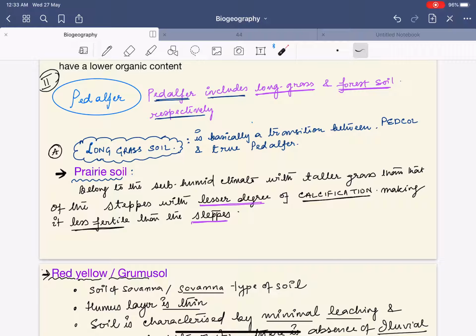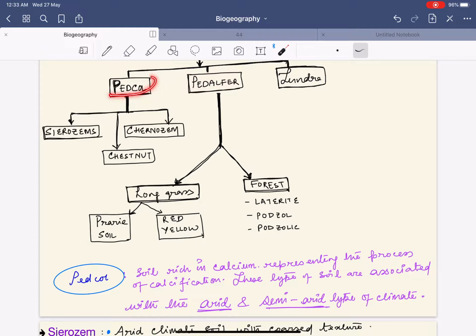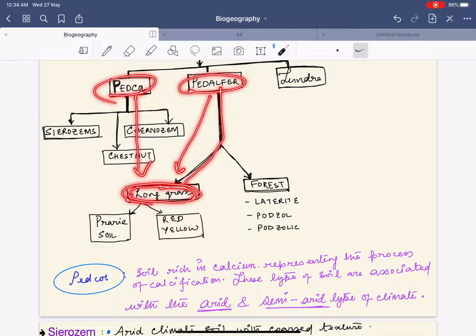See, within this pedocal soil we have this long grass soil, and as we had drawn in the diagram, this is your pedocal, and then we have the pedalfer, and one of its varieties is long grass. And this long grass is nothing but the transition between the pedocal and the pedalfer. Means they have similar properties like pedocal, and somewhat they have the properties like pedalfer. Hence we call it the transition zone between the true pedocal and the true pedalfer.